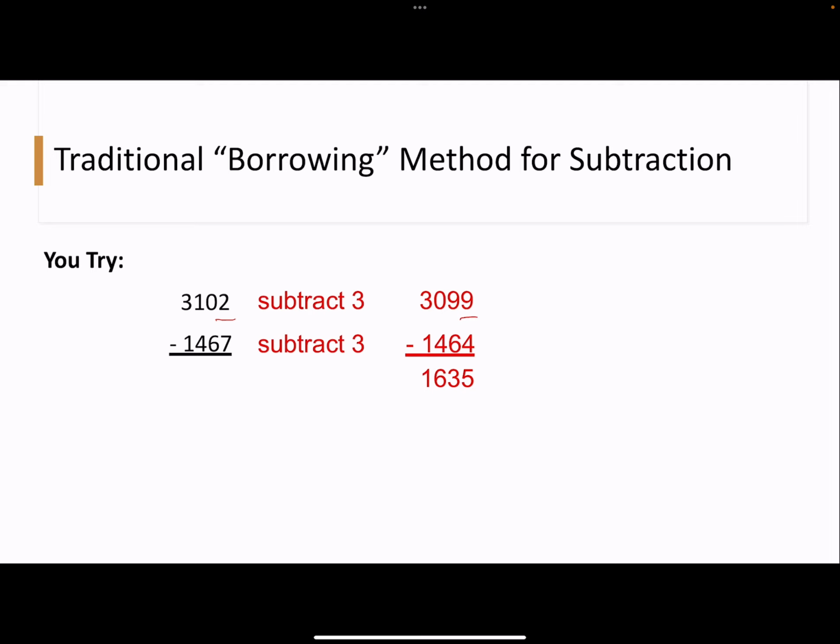So you can see how I can use this traditional borrowing concept that we all grew up learning, adjust it just a little bit, and makes it just an easier way to subtract. So some students might like that as well.